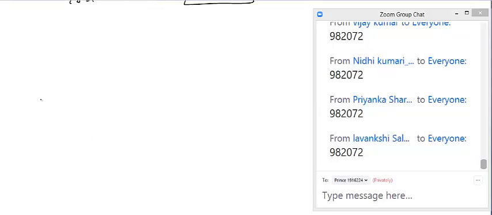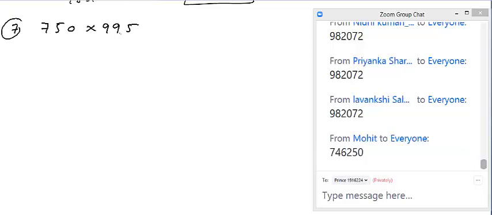Correct? Now we will do one more very interesting example. Example number 7, 750 into 995. Now here the procedure, carry forward, do it. You can try before me. Hurry up. You can try it. Very interesting. You can try it. Do it fast, student. Do it fast. Very useful.